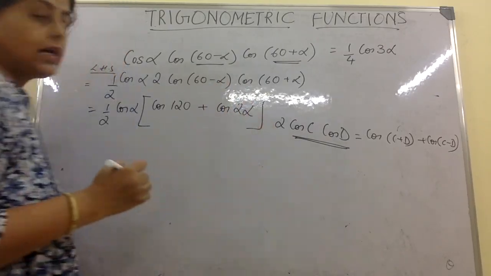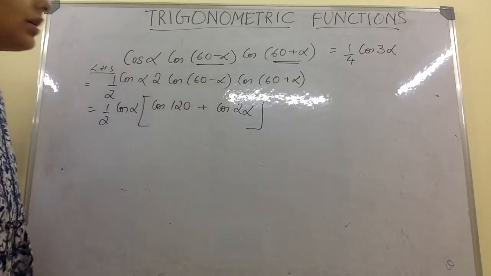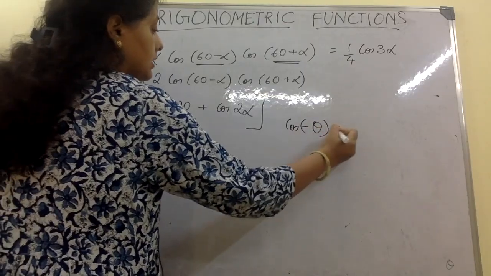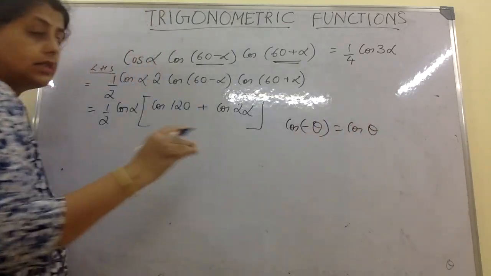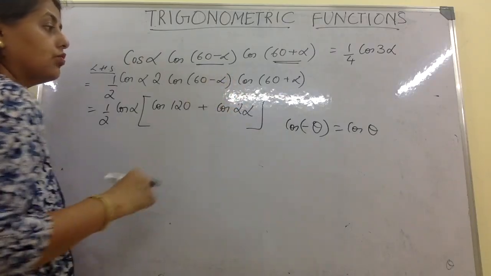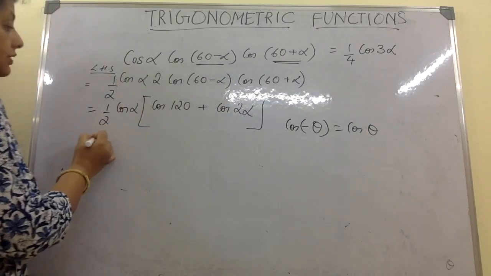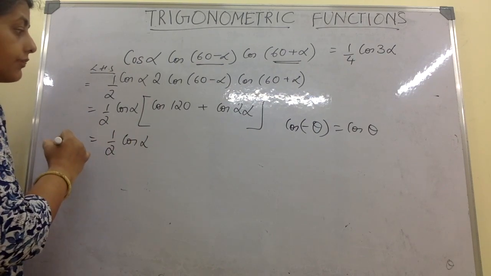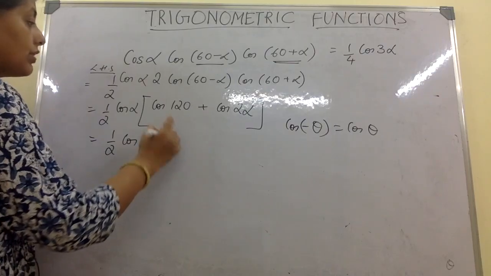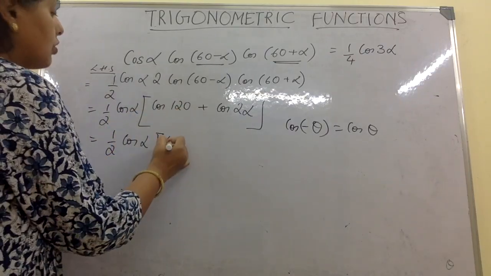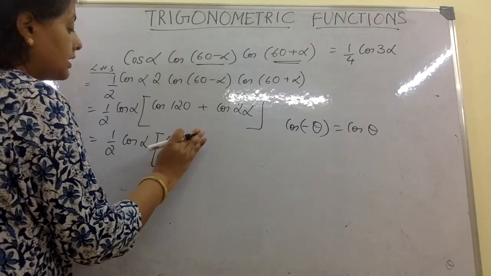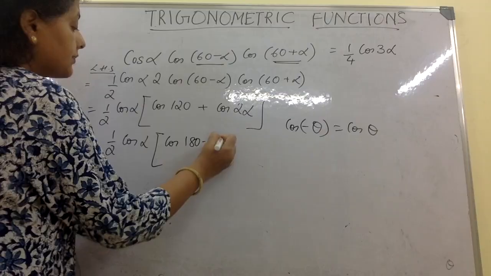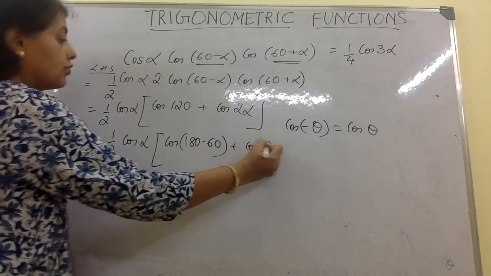Now actually I am getting cos of minus 2 alpha, but then cos of minus theta is equal to cos theta. That is why I am getting cos 2 alpha. Okay, now this is half cos alpha, and cos 120. What do I do with this cos 120? Cos 120 can be written as cos(180 minus 60), plus cos 2 alpha.